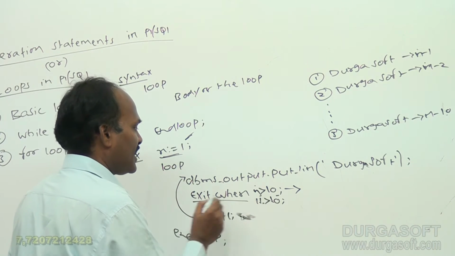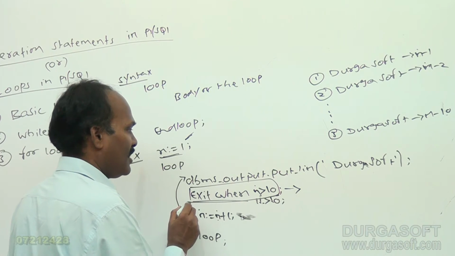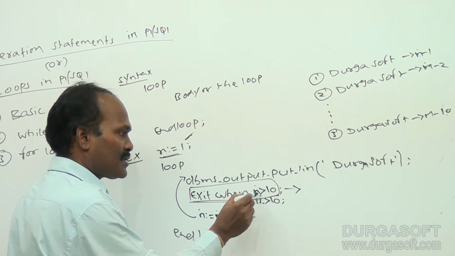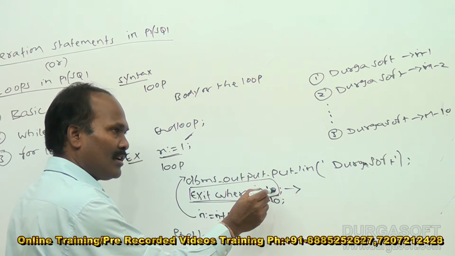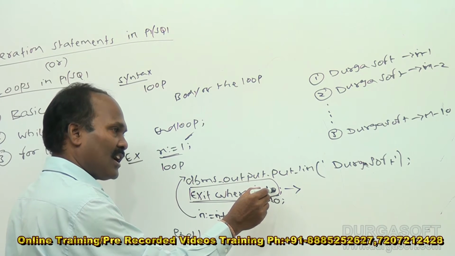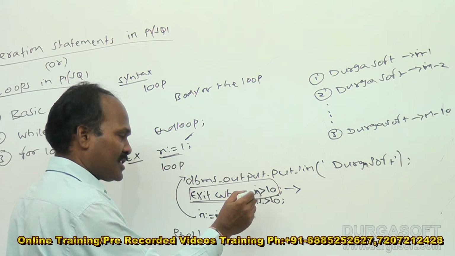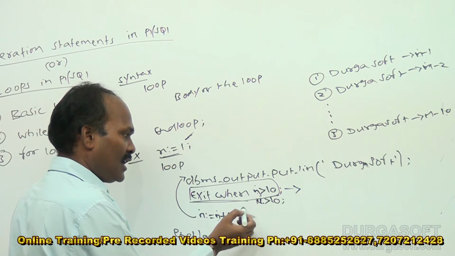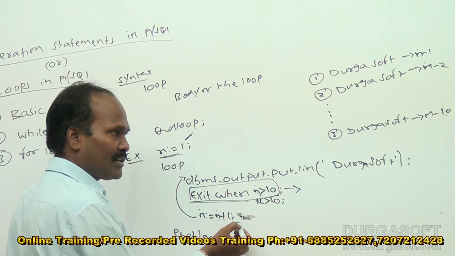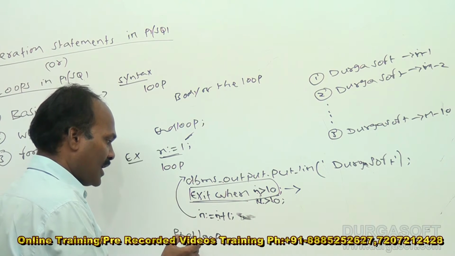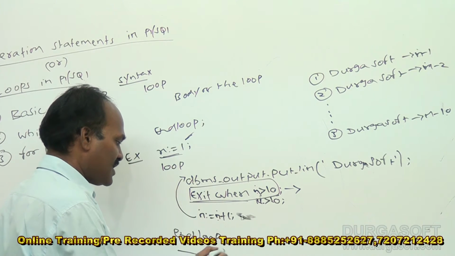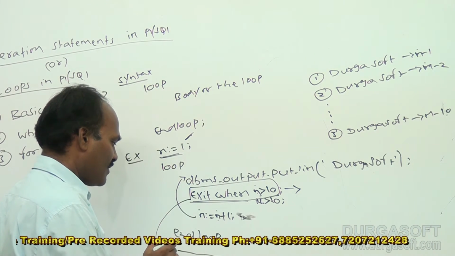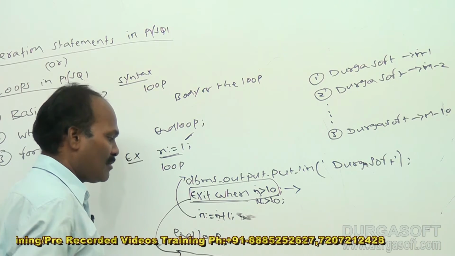Exit when n is greater than 10. Just look at the statement and try to understand it very clearly. When do we have to exit? When n value becomes greater than 10, we have to quit. And whenever n is greater than 10, what happens automatically? The loop will be exited and control comes out from the end loop statement. If any statement is there, that statement will be executed, and control comes directly to that line.